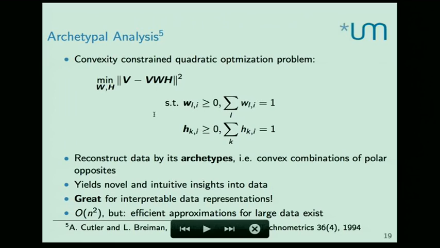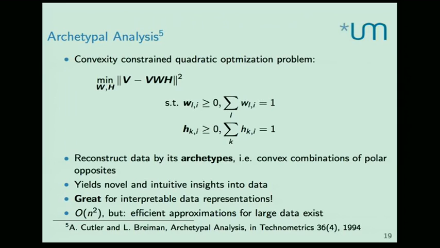So what does it mean? W is restricted to convexity. So that means all entries in W have to be non-negative, and each column needs to sum up to 1. So this is sort of a probabilistic combination of your input data points, right? And then for H, you have the same constraint. So it's also a convexity constraint. That means you restrict it to non-negativity, and then the columns have to sum up to 1. So that's again a probabilistic representation.